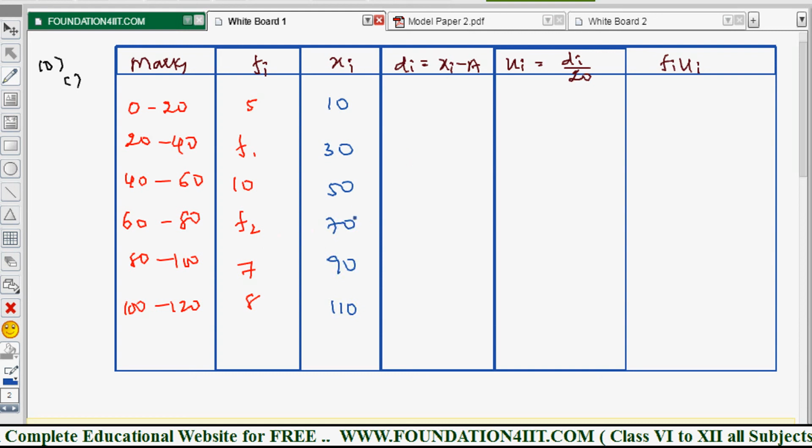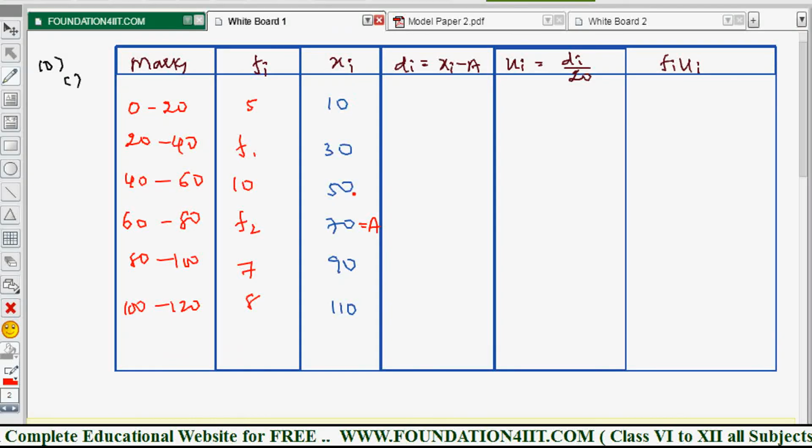So I'm taking 70, the middle value, just assume it. When you're taking an assumed mean, let this be A. So take one middle value for the assumed mean. Then di is equal to xi minus A.